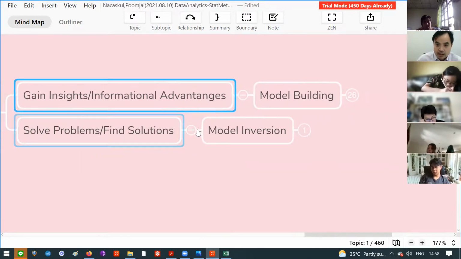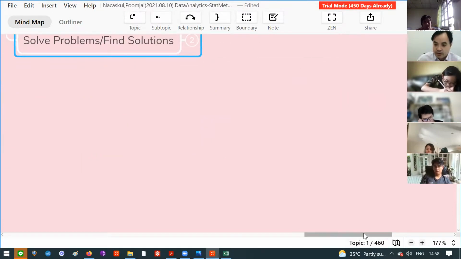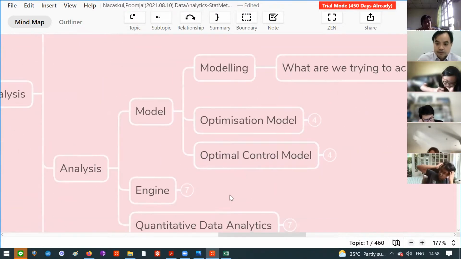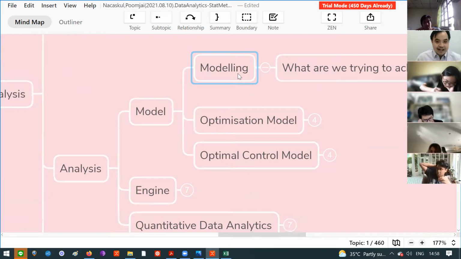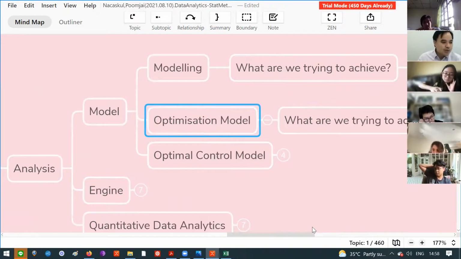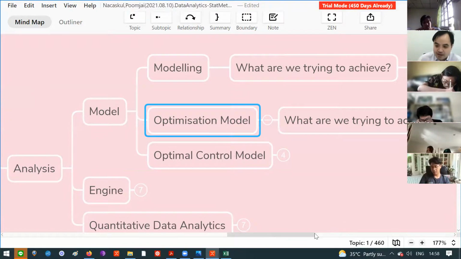Now, a particular case is what's called optimization. It's not only which X will give you that Y that you want. It's really, I want the best Y, the best possible Y. Give me the best combination of X that will give you the best possible Y.